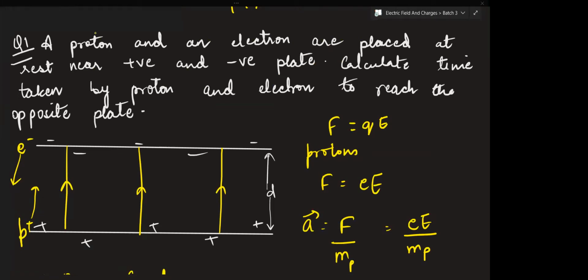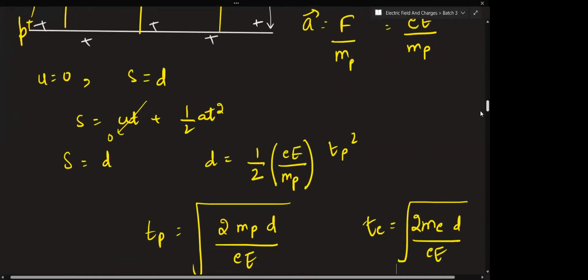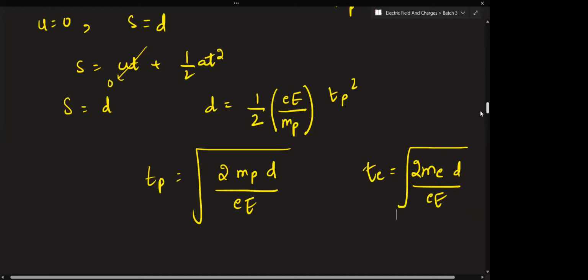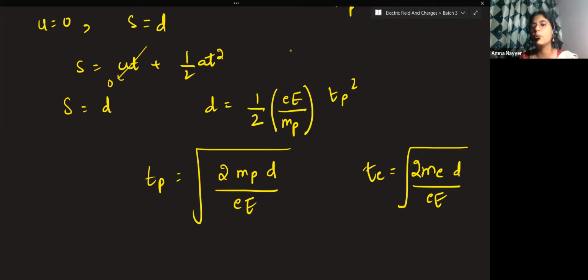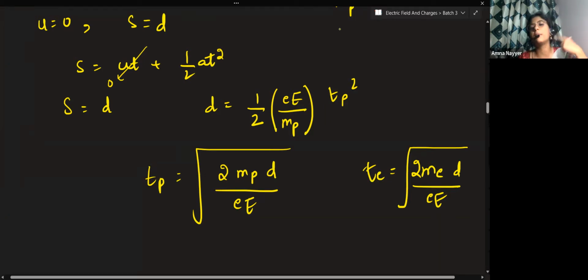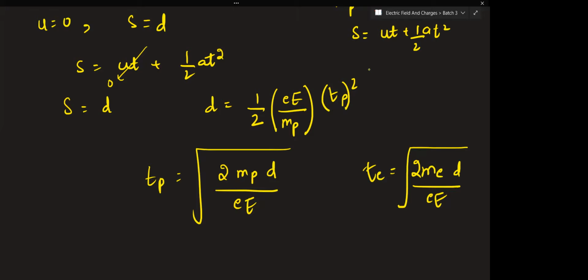Ma'am, why are we taking tp square here? See, uniform acceleration equations of motion. If you remember, v is equal to u plus at, v square minus u square is equal to 2as. One of the equations was ut plus half at square. That's why we have written t square. tp means time taken by proton, square of it.